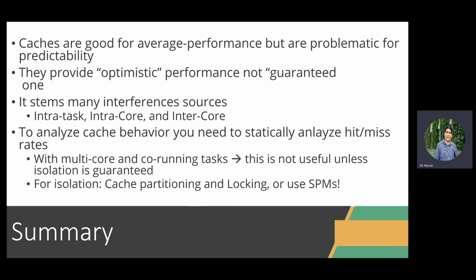It gives us three main sources of interference: intra-task, where a task evicts its own lines; inter-task, tasks running on the same core evicting each other's cache lines; or inter-core interference, tasks running in different cores. To address this, we discussed four solutions. One of them is very naive, which is, well, don't use caches at all or assume everything is a mess. And we said it's not good for performance.